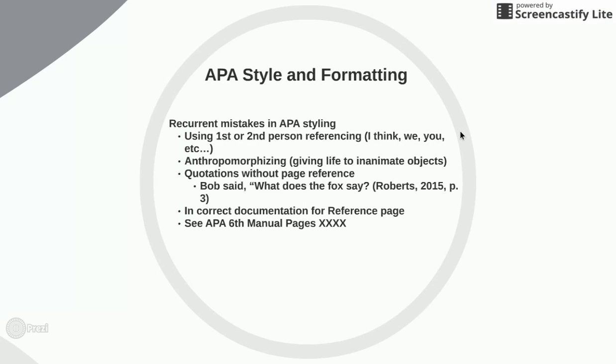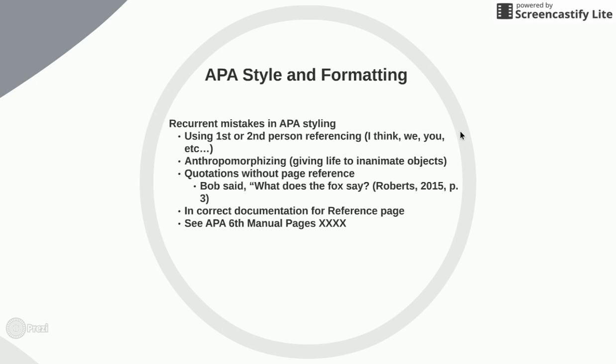Let's talk about APA style and formatting. This is a collection of some things that I've seen as an instructor at Regis University that hopefully you can avoid. In regard to APA styling, the use of first and second person is contrary to APA style and formatting.